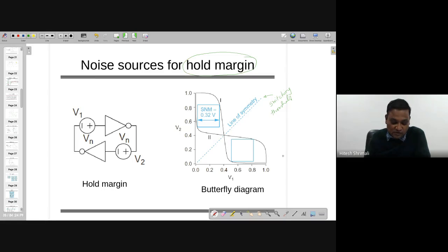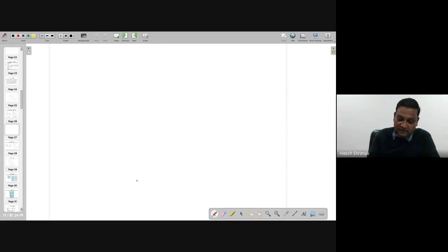So now let's assume the hold margin is quite easy with the fact that you have three points A, C, and B. But let's assume that you are not interested only in hold margin, but you are interested in read margin. If you are interested in read margin, look at the diagram. How does it look?